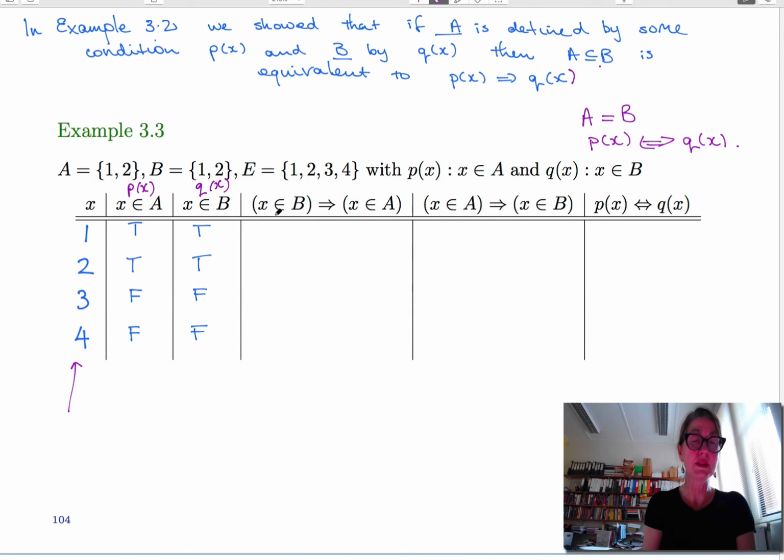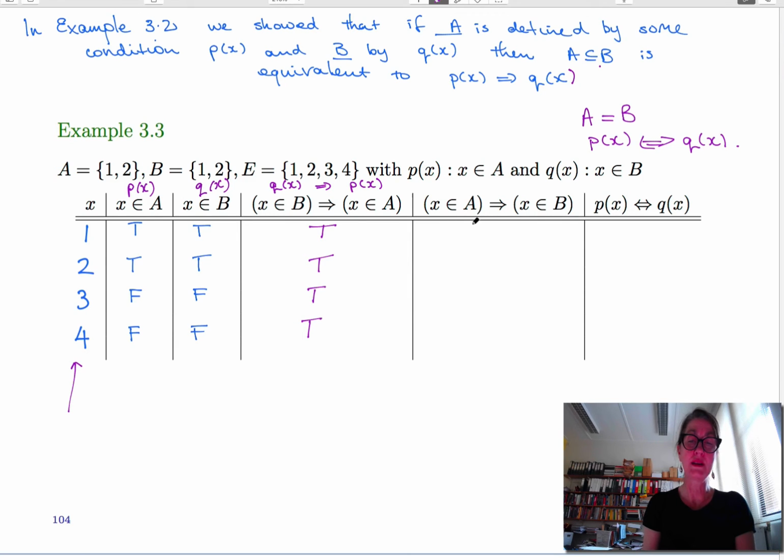So let's have a look and see what happens if we look at this, Q of X implies P of X. So we're starting with our Q and going that way. So when Q's true and P's true, we get a true. When Q's true and P's true, we get true. When Q is false, followed by anything, that's always true. So all of those things are true.